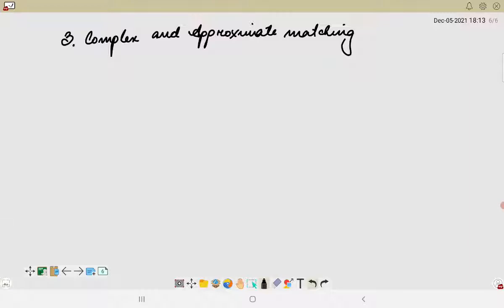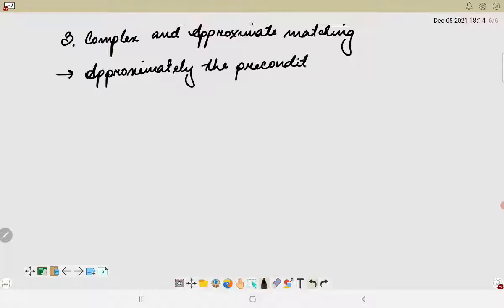So first of all, the first point under this particular topic is that if the preconditions approximately match the current situation, so here we have a lot of approximations done, and if the preconditions approximately match the current situation, we can consider it under this particular matching technique or matching process.